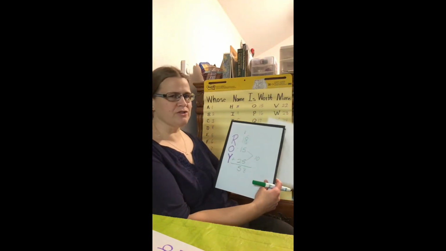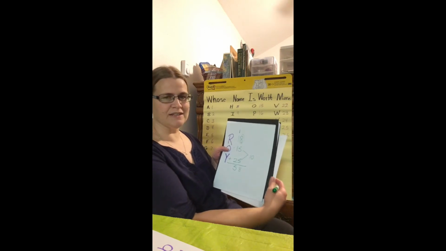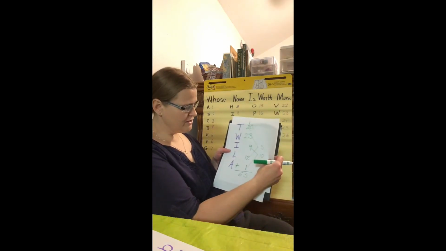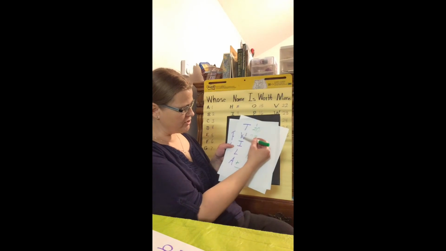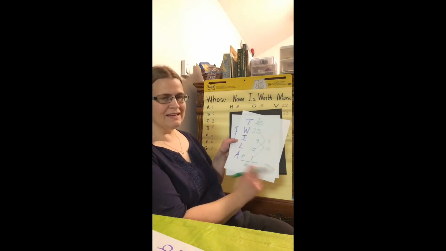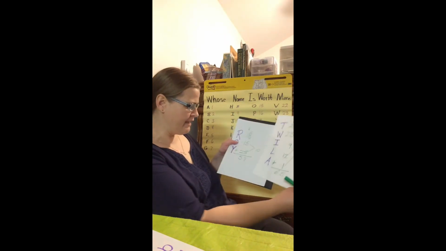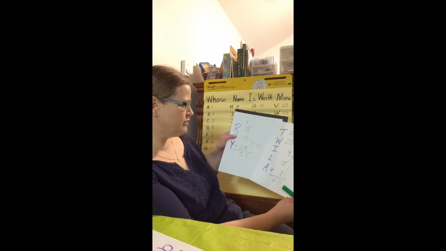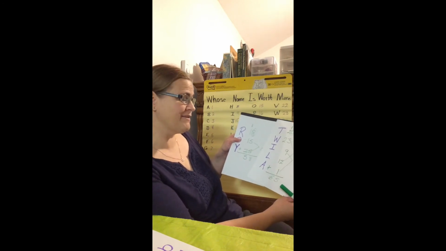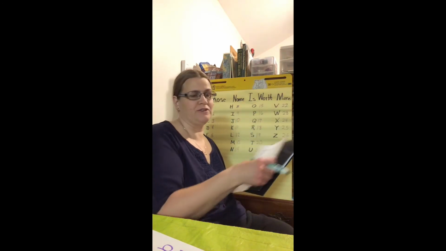I think it's quite interesting that Roy's name has 3 letters and its value is 58. Twyla's name has 1, 2, 3, 4, 5 letters and its value is 65. So even though there are 2 letters difference, there's only 7 points of value difference.